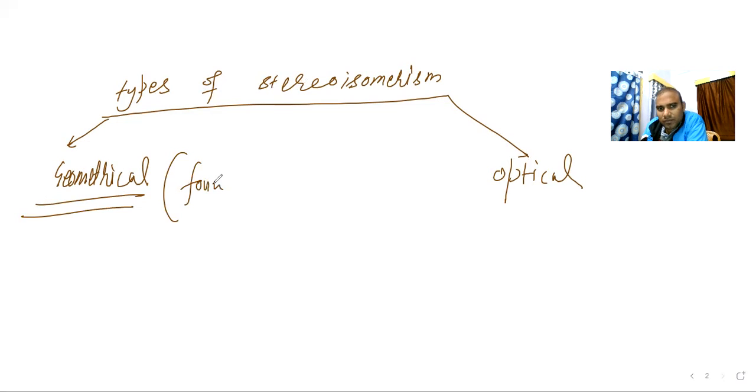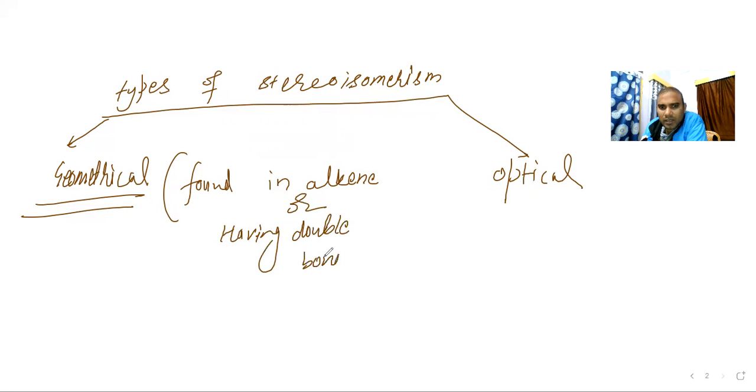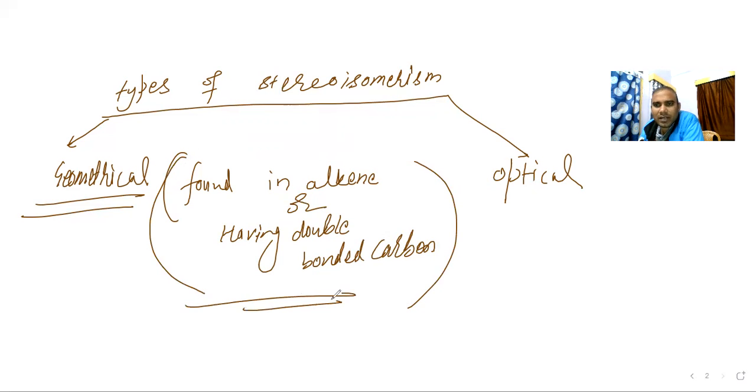It is found in alkenes, that is, compounds having a double bonded carbon. This point you need to keep in mind, and only then proceed. It will be found at the double bond. Geometrical isomerism is also of two types: one is cis, another is trans.